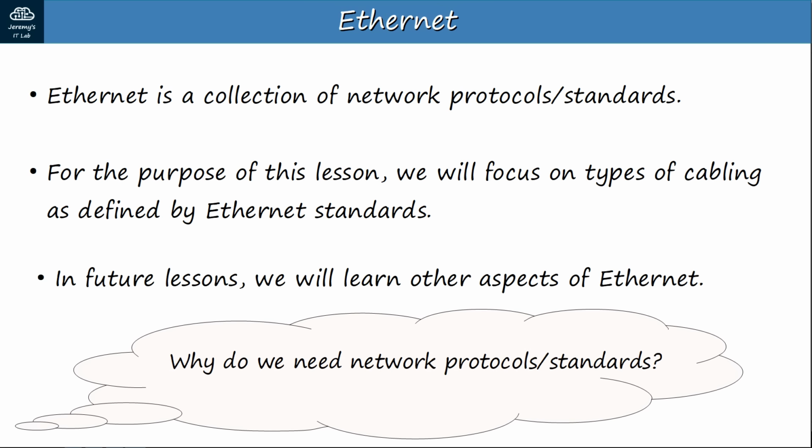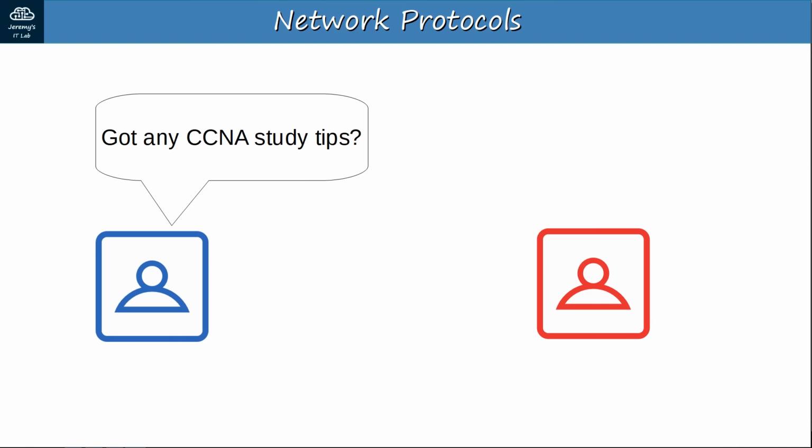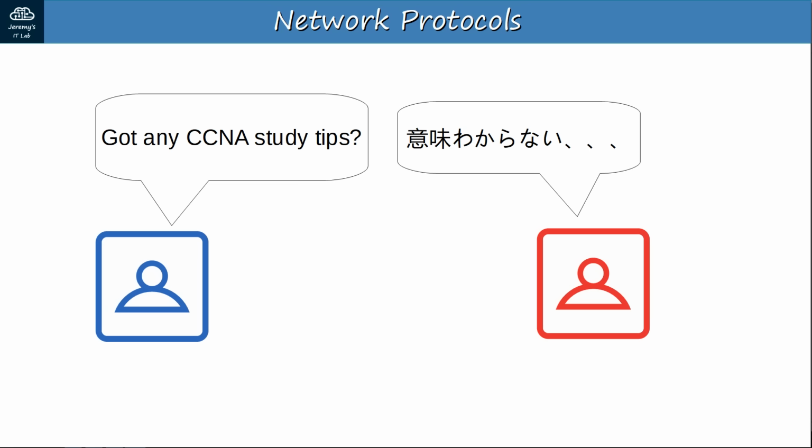Now, before we learn about Ethernet cable standards, I want to give a brief explanation of why we need network protocols and standards. If two people are talking to each other, and one only speaks English, and the other only speaks Japanese, there's not going to be much or any communication between them. What they need is some agreed-upon system of communicating, like a common language between them. Network protocols serve that purpose for network devices. That's why standards like Ethernet exist.